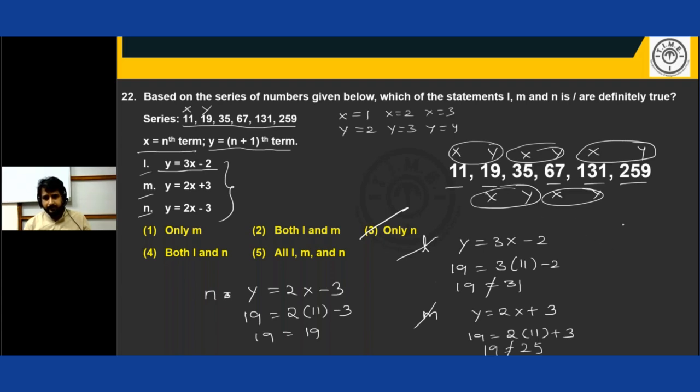let's take another one. y equal to 2x minus 3, where x is 19, y is 35. So 2 into 19 minus 3. 2 19s are 38 minus 3, 35. Perfectly matching, right? Because x is the nth term and y is the n plus 1th term.